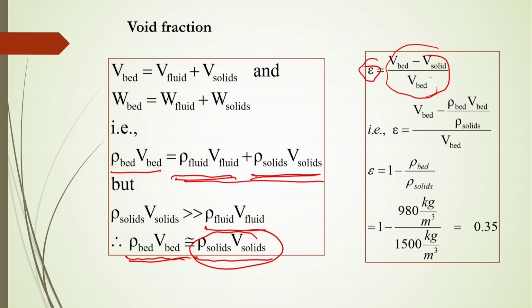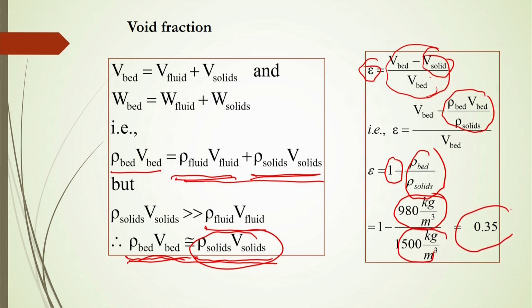So, this void fraction, then if you substitute here V bed minus V solid, from this equation V solid you can calculate as rho bed by V bed divided by rho solids. So, for this V solid you can substitute this portion, and then finally you can get 1 minus rho bed by rho solids. Now, the bed effective density will be 980 kg per meter cube as per your problem, and then with the rho solids, it is coming 0.35.